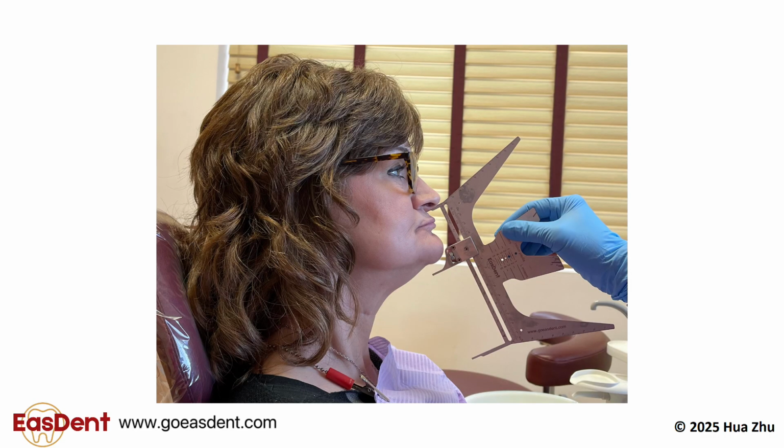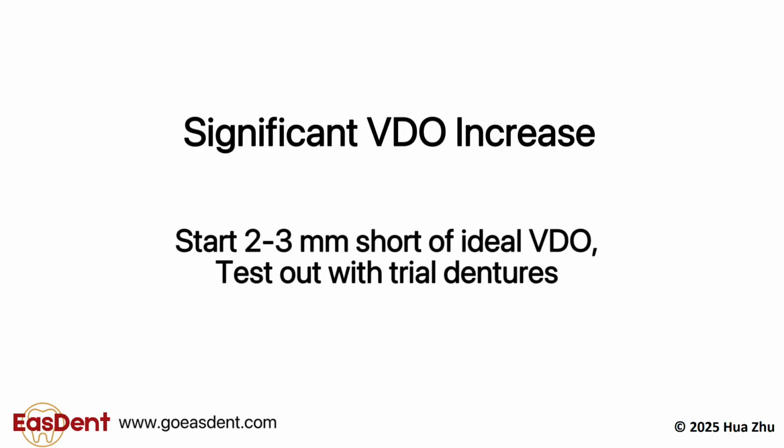Start by measuring the existing VDO and comparing it to the ideal VDO. If the difference is significant, preset the VDO to a value slightly lower than the ideal, 2 to 3 mm less than the ideal VDO. Each individual can tolerate a different amount of VDO increase, so it is essential to test with a trial denture to assess the new height.